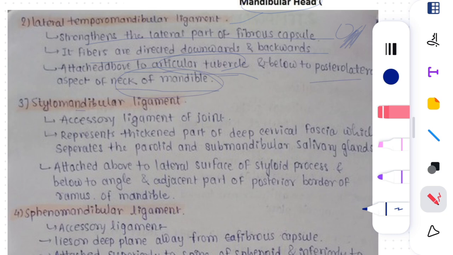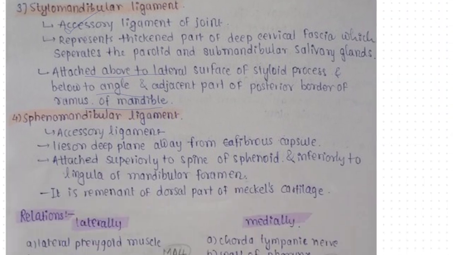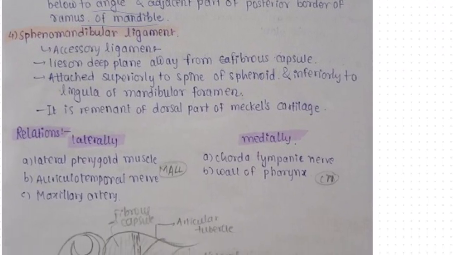Next we will see the stylomandibular ligament. It is an accessory ligament of the joint and represents a thickened part of the deep cervical fascia which separates the parotid and submandibular salivary glands. It is attached above to the lateral surface of the styloid process and below to the angle of the ramus of the mandible. So the name is stylomandibular, attached to the styloid process and mandible.